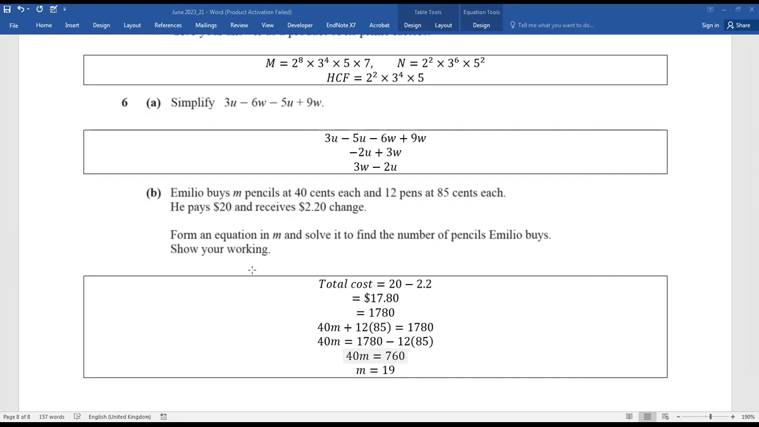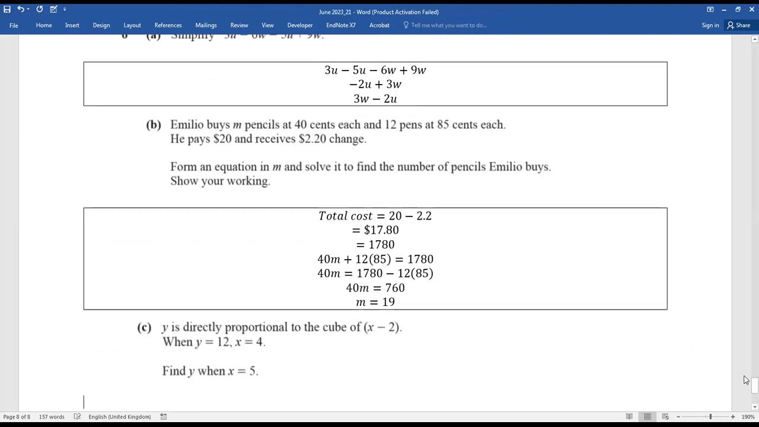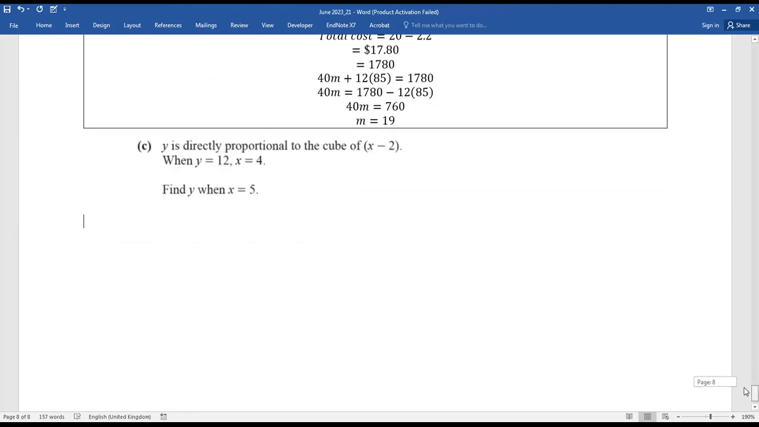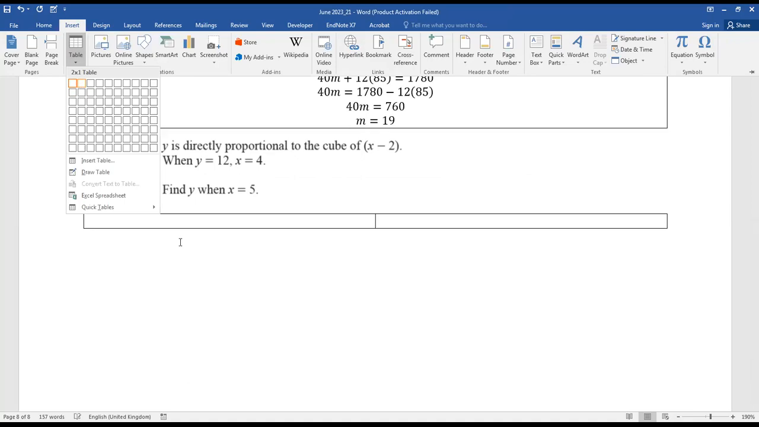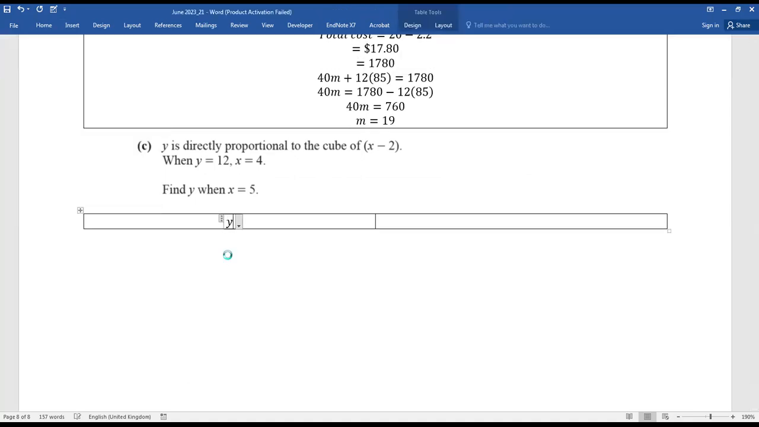Part C says y is directly proportional to the cube of x minus 2. You can do it two ways. Go through both the ways. First, y is proportional to the cube of (x minus 2).